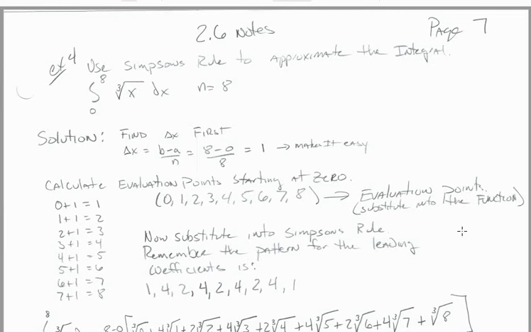We have example 4. We want to use Simpson's rule to approximate the integral from 0 to 8 of the cube root of x, n is equal to 8. So, first step, finding delta x. Well, since we're integrating from 0 to 8 and n is 8, that makes it easy. We're going to do 8 minus 0 divided by 8, so 1. So our steps are 1.